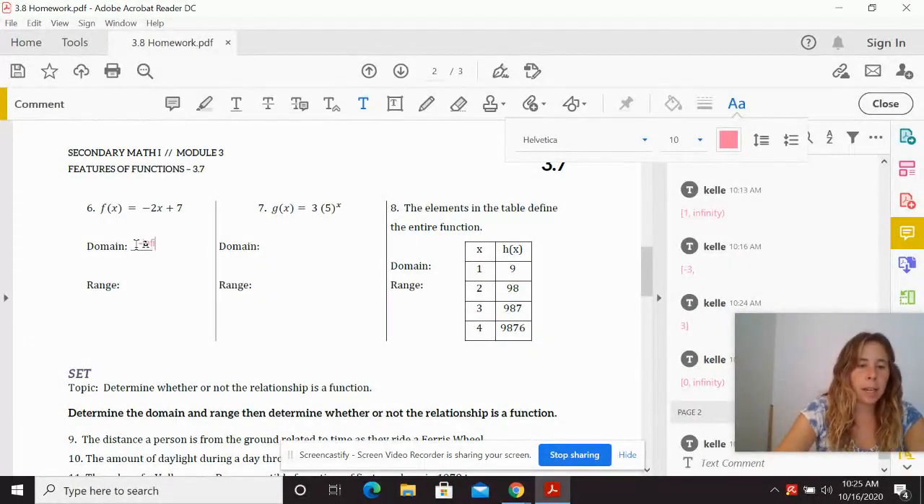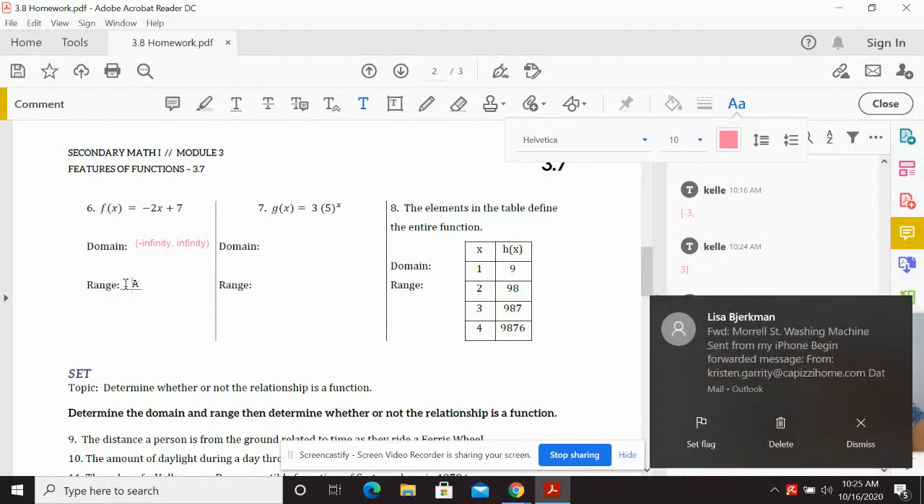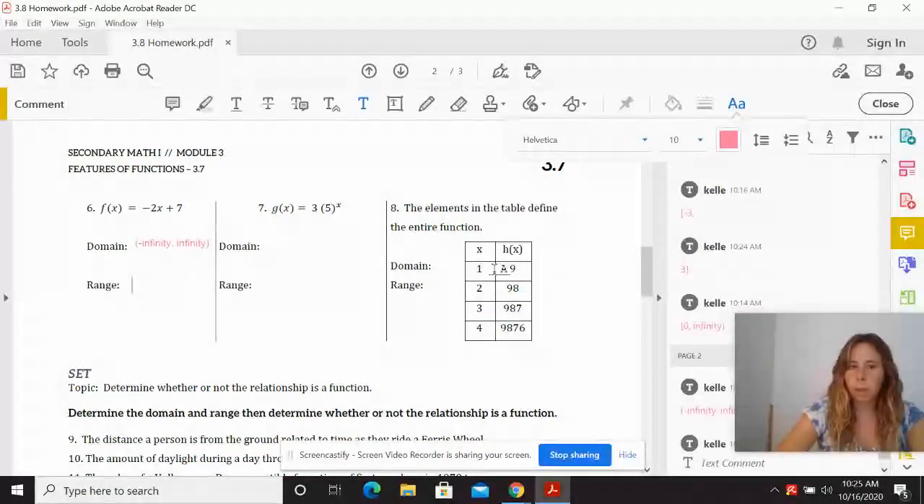Negative infinity sign, which I don't have on here, to infinity sign that I don't have on here. And you're using parentheses because it has to deal with infinity. So your range, same thing. You have negative infinity to infinity, because the graph continues on forever in both directions. It has no breaks, no jumps.